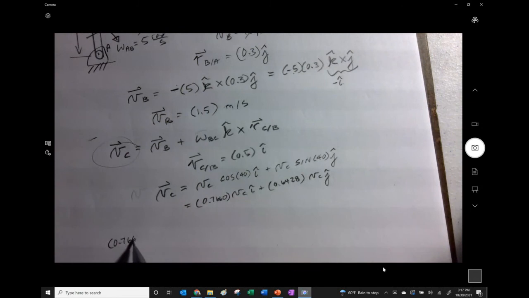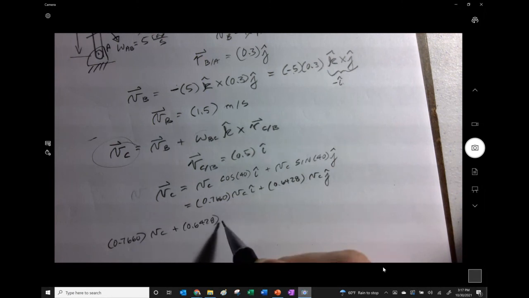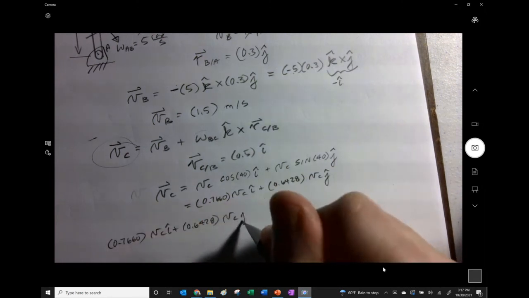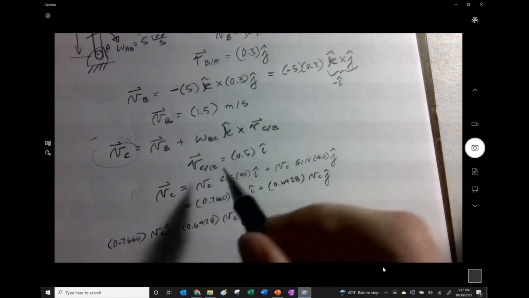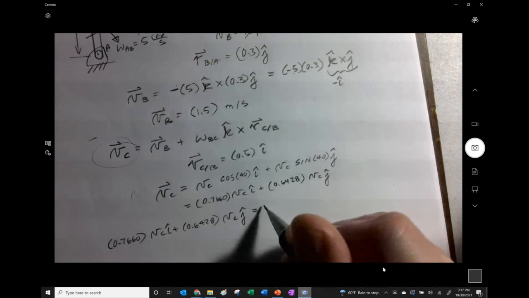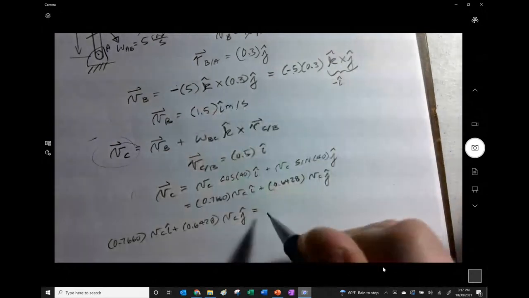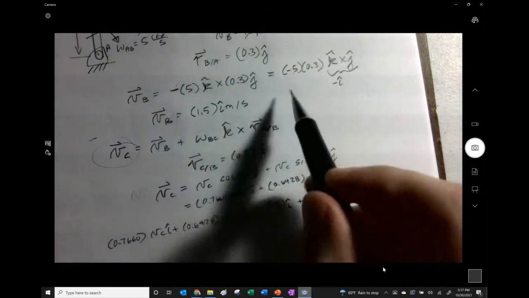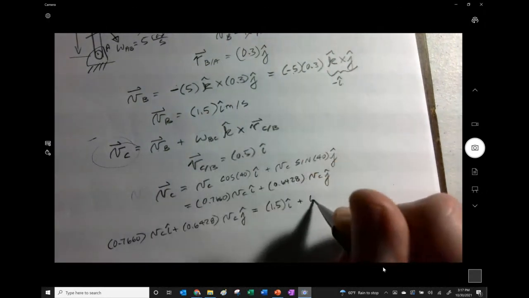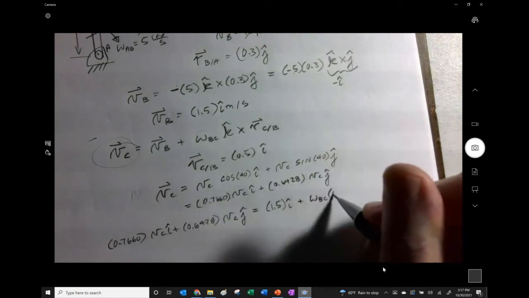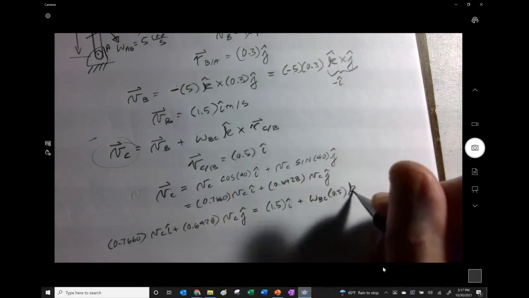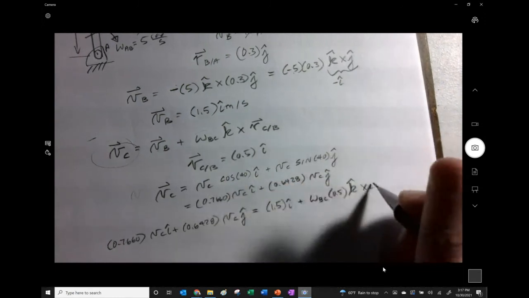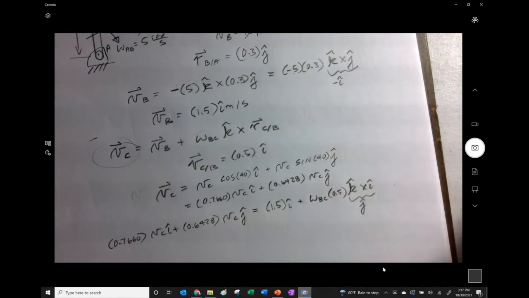So we're going to put that over there onto the side. So we go 0.7660 VC I plus 0.6428 VC J is going to be equal to omega that we don't know. No, we got VB. We know that VB is 1.5 I. Forgot to put that in there. So 1.5 I plus, and I'll skip a little bit by going omega BC times 0.5, and that's going to be K crossed with I, which we know is J.